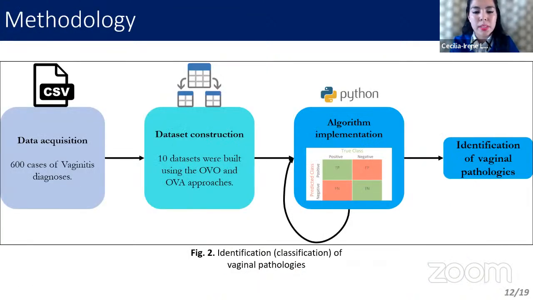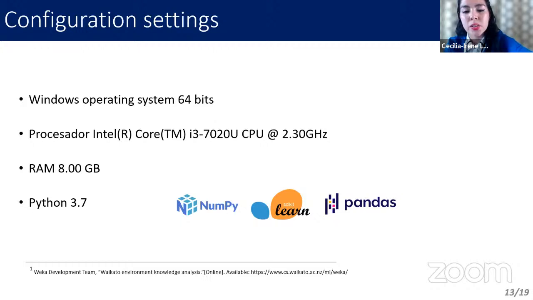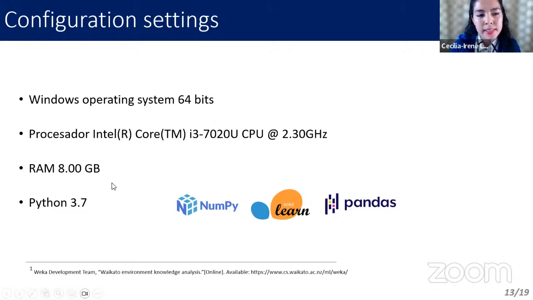You can see in the picture the identification of vaginal pathologies process, which consisted of data acquisition, dataset construction, algorithm implementation, and identification of vaginal pathologies. We employed Python. A personal computer with a 64-bit Windows operating system, Intel i3 processor, and 8 gigabytes of RAM was used. Also, Python was used to implement the machine learning algorithms and to use some packages: NumPy, scikit-learn, and pandas.